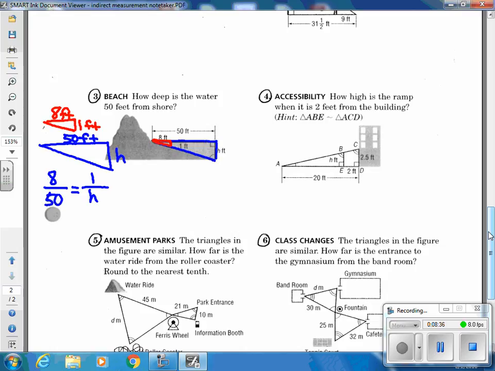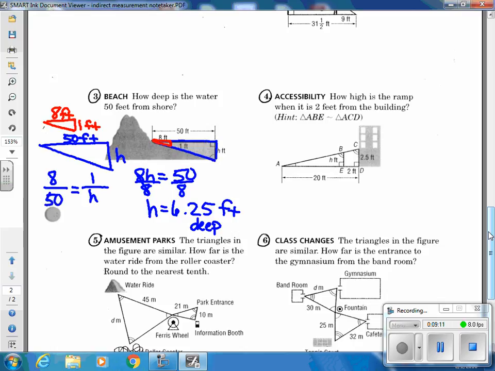And that'll allow me to figure out what the height of the water is out 50 feet away from the shore. All right, so when we multiply, 8 times h is 8h, 50 times 1 is 50. We're going to divide by 8, and that'll give us h equals 6.25 feet. So it wants to know how deep is the water. It's 6.25 feet deep, that far away from the shore. Okay, so again, when there's a little triangle stuck inside of a big triangle, separate them out so you can see your matching pieces.